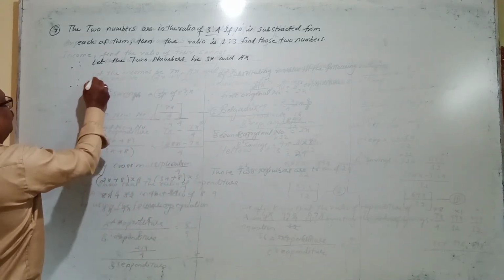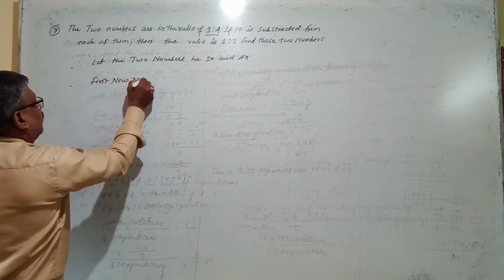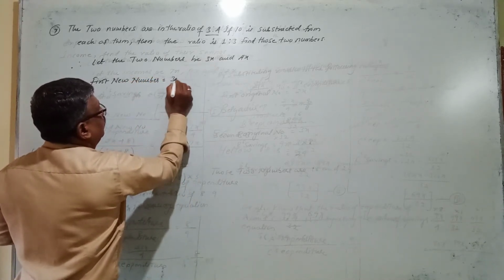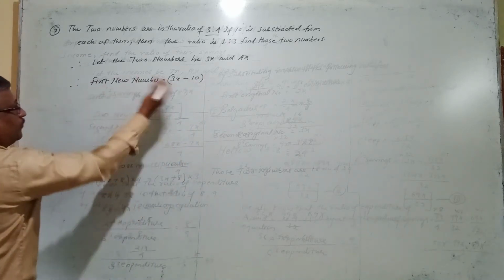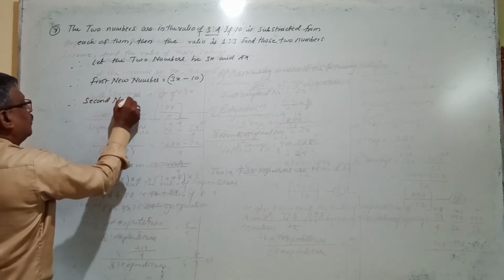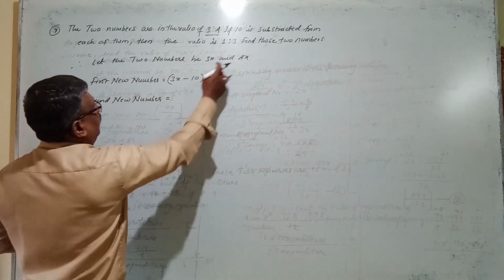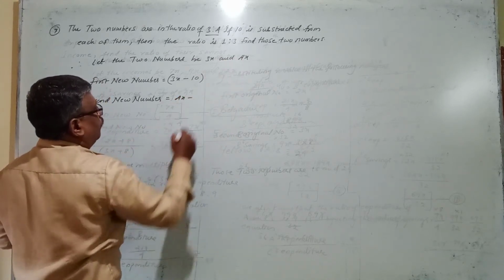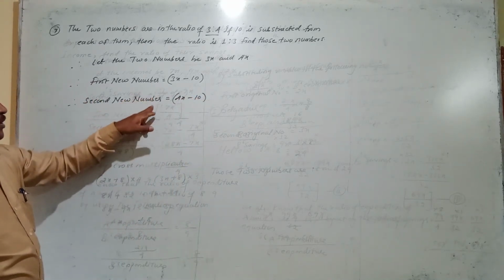So let's calculate those two new numbers. First to calculate the first new number. First new number will be, my first original number is 3x. From 3x you minus 10. So this is my first new number after deducting. Like that you calculate the second new number. Second new number will be, my second original number is 4x. From 4x you minus 10. So like this you will come to know those two numbers.